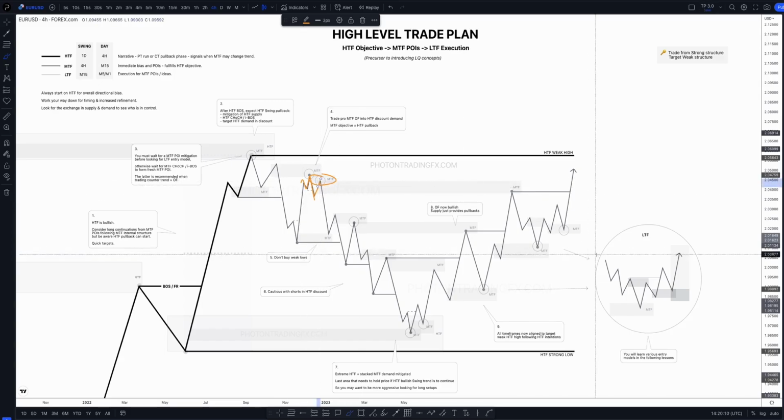As soon as price comes in, what do you do? Jump down to your lower time frame and look for your entry model to then target the low. Then we get that M15 break of structure. It might be an IBOS, it might be a BOS, depending on how things are set up.